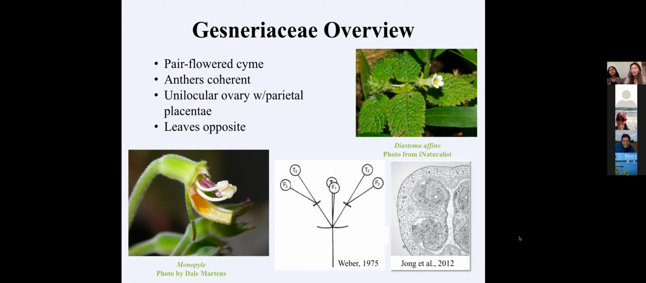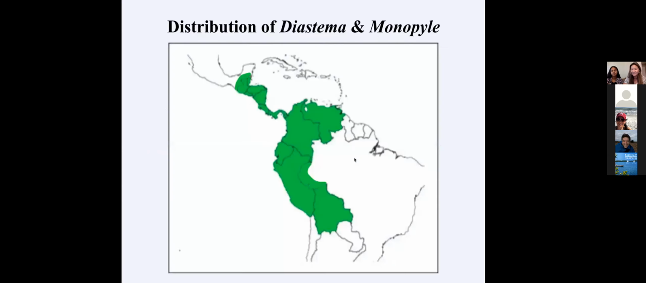The bottom right photo shows a unilocular ovary with parietal placentae. The lining cells make up the walls of the ovary, while the white spaces are actually connected and make up the one locule. The parietal placentae are parts of the walls that dip inwards, and the seeds are the parts that kind of look like eggs within the ovaries.